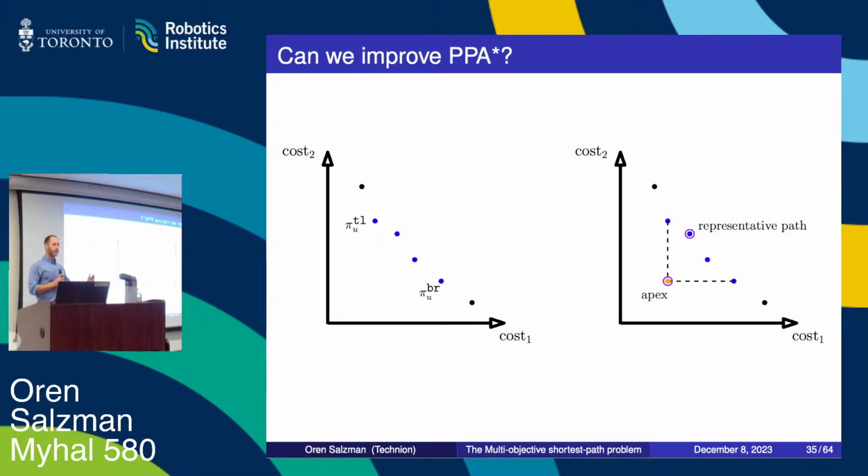And then Han, a student at USC that I started working with, said, instead of storing the top left and bottom right, let's store the apex and a representative path. It seems like potatoes, tomatoes, what's the difference? Why do we care about this difference?